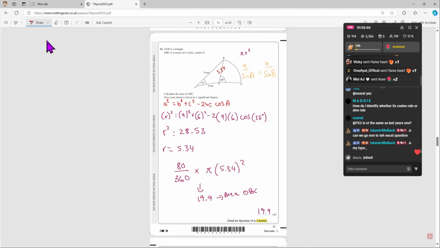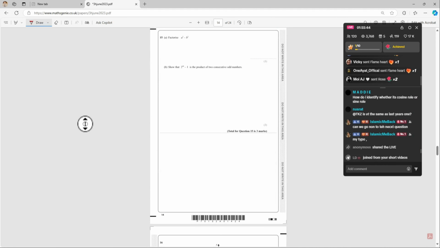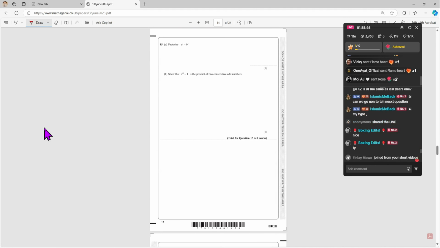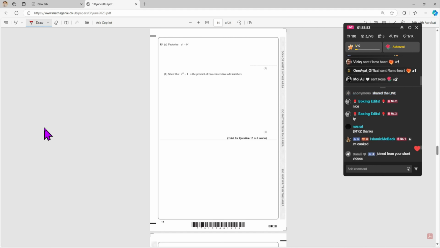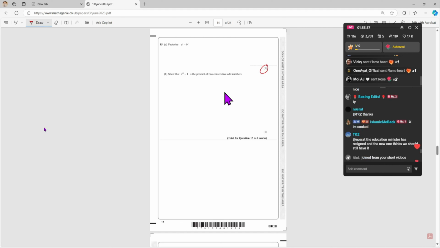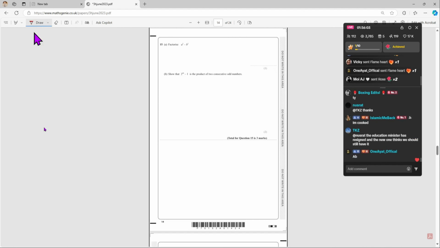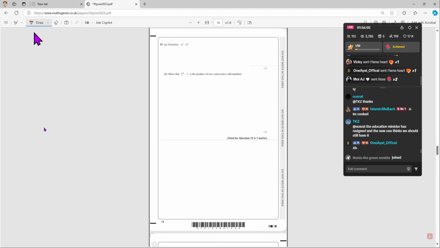So let's move on to our next question. Question 15a. Factorize a squared minus b squared. This is a 1 mark question, so you need to know what it is. In the chat, tell me, how do you factorize a squared minus b squared? It's a simple factorization that you should know.